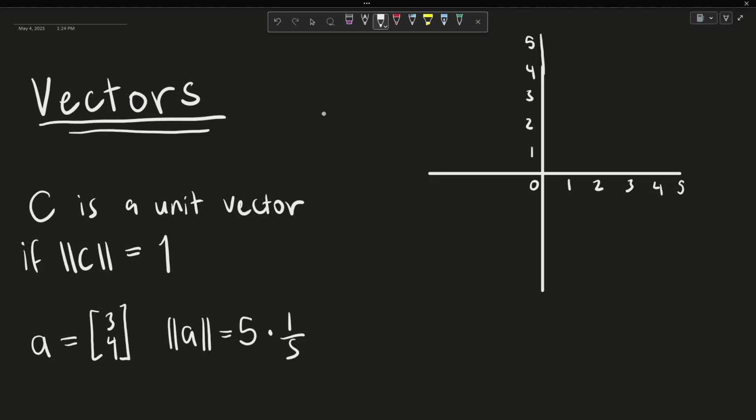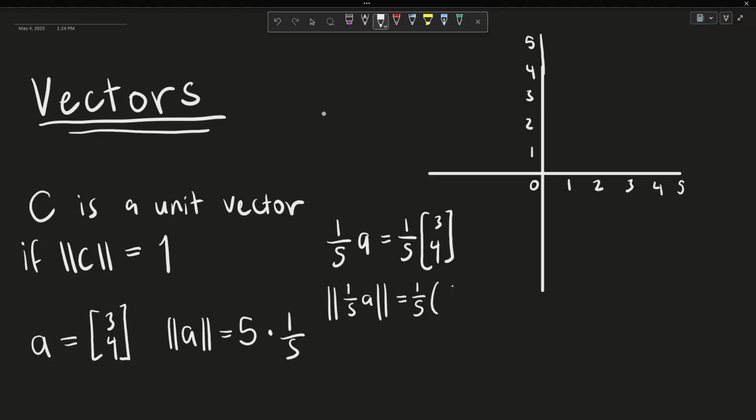So if we now took 1/5 A, we made it equal to 1/5 times 3, 4. This is now a unit vector, because as we can show, the magnitude of 1/5 A is equal to 1/5 times the magnitude of 3, 4, which we already know to be 5. So the magnitude would be 1, and it's a unit vector.